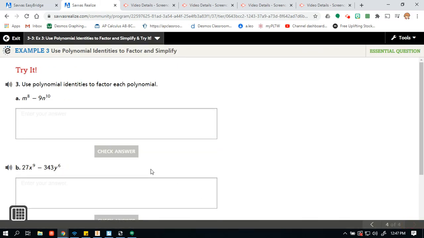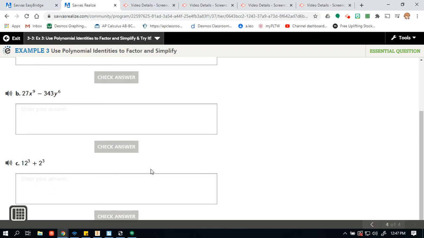Use a polynomial identity to factor each polynomial. You have 3 of them. Use those identities. Good luck, and I will see you in the next video.